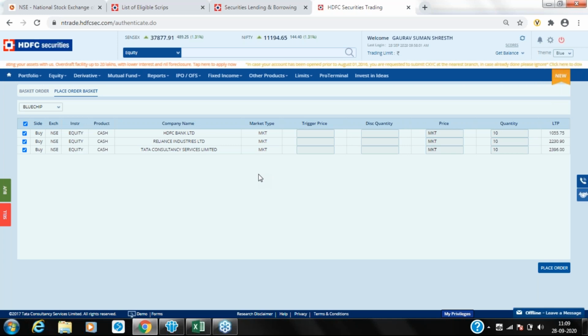So how can you use the basket order facility? Let's suppose you want to buy some stock at a particular price, or you have 5 to 10 stocks in your portfolio and you want to keep a target for your stocks. What you can do is create a basket with the stocks that you already have in your Demat account, and on a daily basis you can place a target for the stock.